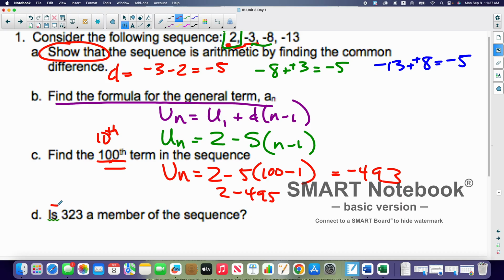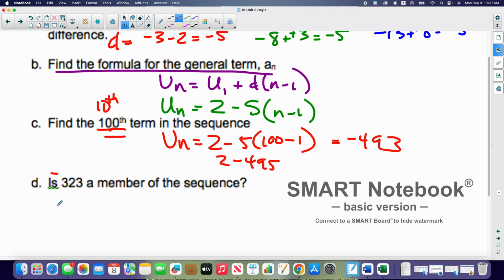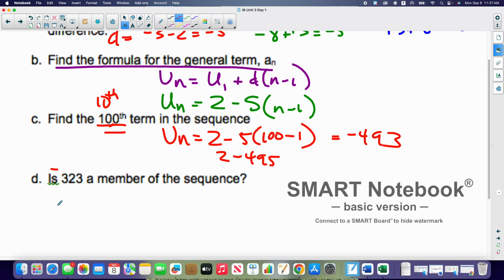Okay? Now, so let's do this. This is the number that's going in the blank, so I'm going to put it in for UN. So I'm going to go -323 equals 2 minus 5. And what I'm solving for, if it's part of the sequence, then I want to know what blank it goes in. I want to know the N.